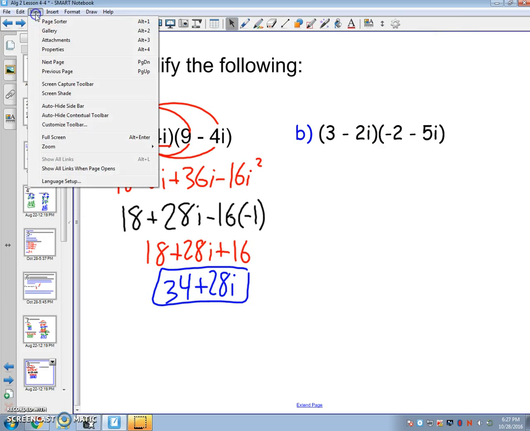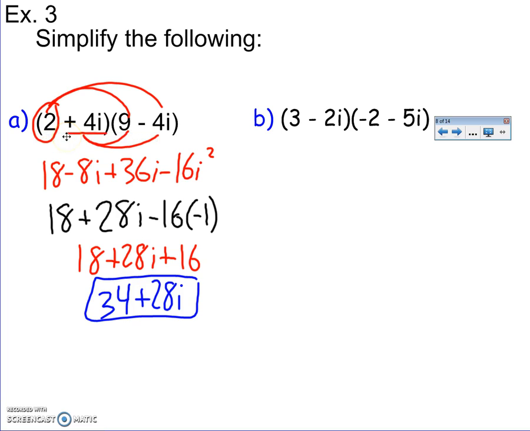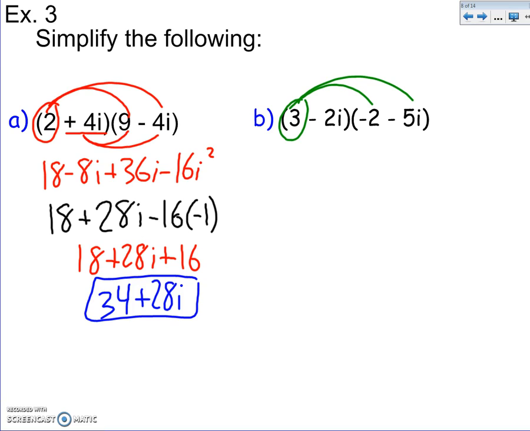So one last one, B, distribute. So this positive 3 times both of these. Well, 3 times negative 2 is negative 6. 3 times negative 5i is negative 15i. Negative 2i times negative 2 is positive 4i. Negative 2i times negative 5i is positive 10i squared.